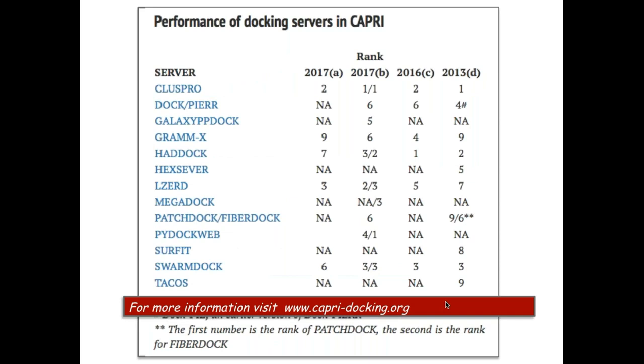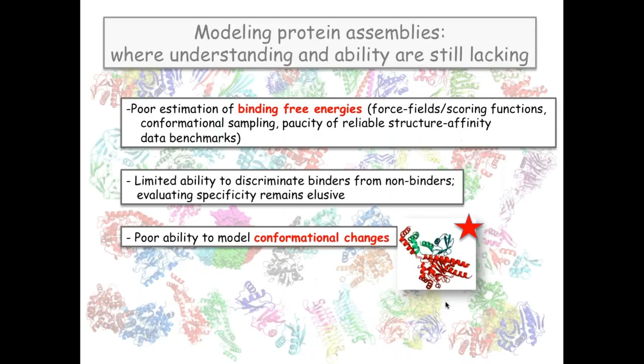One important development is the performance of the docking servers. In capri.docking, you can find the performance of these servers as our challenges evolve. That's really important if you want to know which server is better at what. That is the idea. For the time being, these are the servers that really perform well in CAPRI. Now, where are we at? What we know, across the years and especially more recently, is that the binding free energies are still not performing optimally. These are the force field, scoring function, conformational sampling, and the paucity of reliable structure-affinity benchmarks. All this needs to be improved.